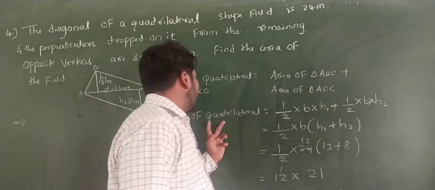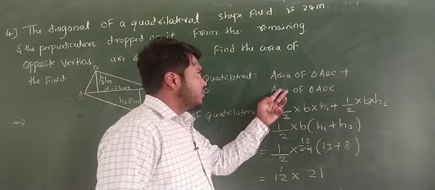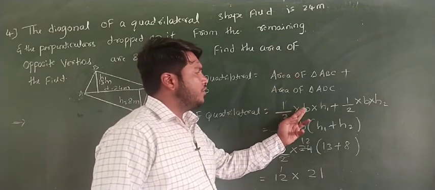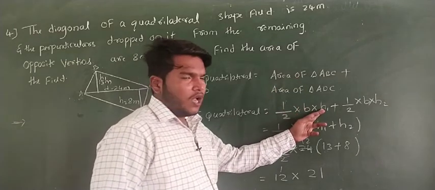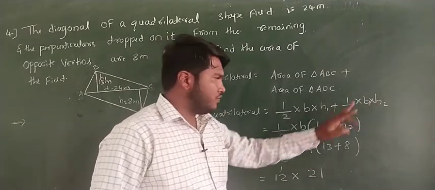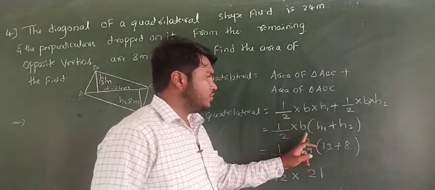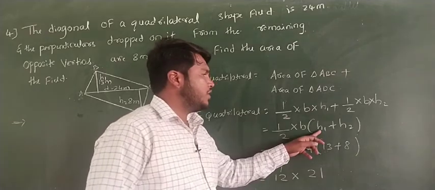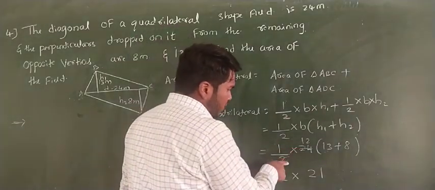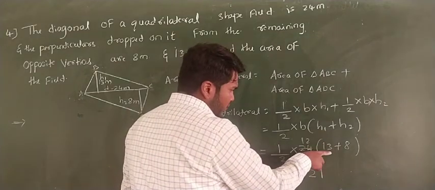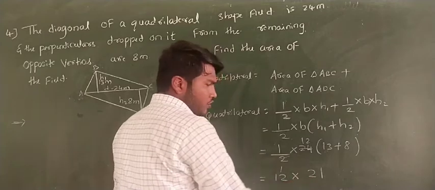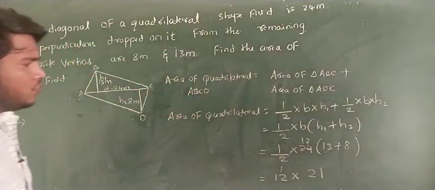So the area of quadrilateral ABCD is equal to the area of triangle ABC, using the area of triangle formula, half into base into altitude h1, plus half into base into altitude h2. Half into B is common, so you can take it out, and the remaining is h1 plus h2. See here, B is 24, so half of it is 12, height h1 is 13, h2 is 8. So 13 plus 8 is 21, and 21 into 12 gives 252 meters square.